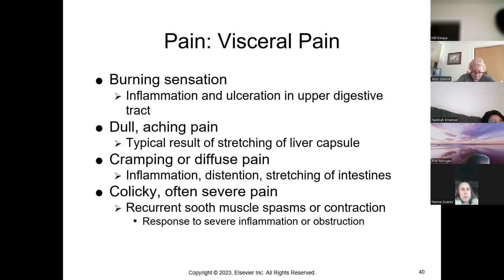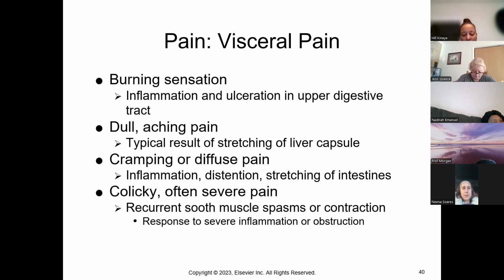Visceral pain fibers are connected to the autonomic nervous system. Autonomic responses like pallor and sweating or nausea and vomiting can occur with this type of pain. The following types of visceral pain arise from organs in the digestive system. You better know these, okay? With ulcers, you're going to have a burning sensation with inflammation and ulceration in the upper digestive tract. You can also have ulcers in the mouth or heartburn from the gastric erosion of the esophagus.